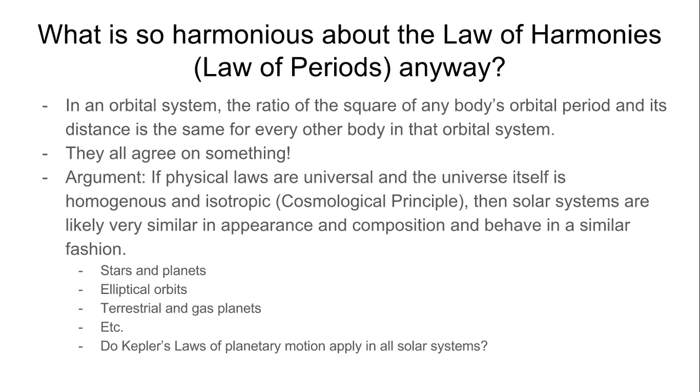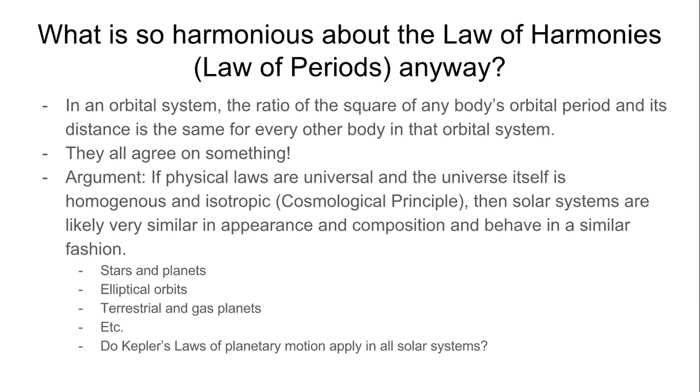So our argument would be that for exoplanets, we know this works in our solar system, but if physical laws are universal and the universe itself is homogeneous and isotropic, then solar systems are likely very similar in appearance and composition and behave in a similar fashion when they exist around other stars. Of course, this also helps support solar nebula theory, and it helps us adjust that and make corrections to that as we learn more. Is the Kepler mission sensitive enough to pick this up, though? Are orbital transit curves accurate enough to determine orbital periods and then calculate distances from those?